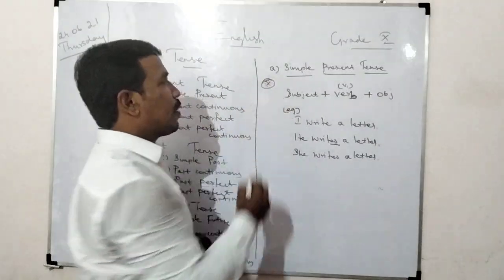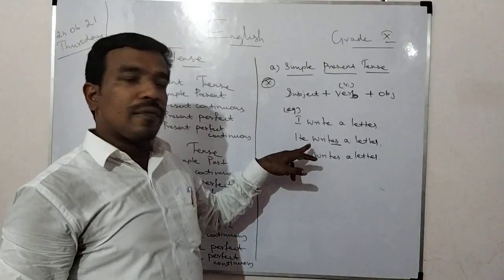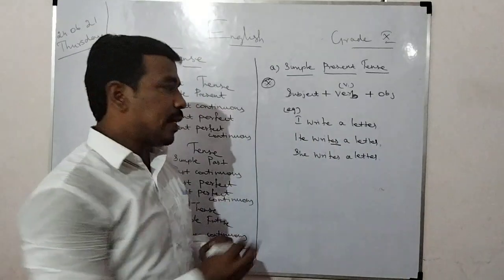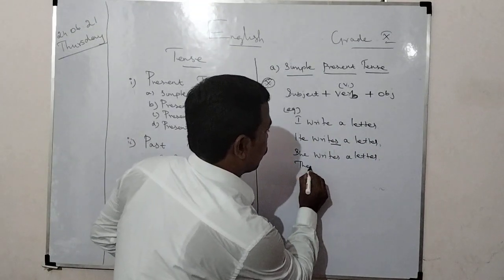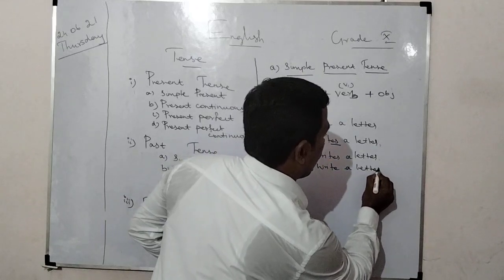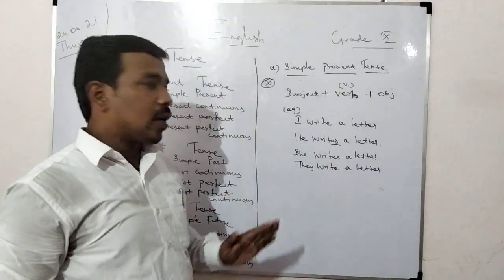We should be very careful. Third person singular, we should use: he writes a letter, she writes a letter. I write a letter, they write a letter. Are you clear, students?